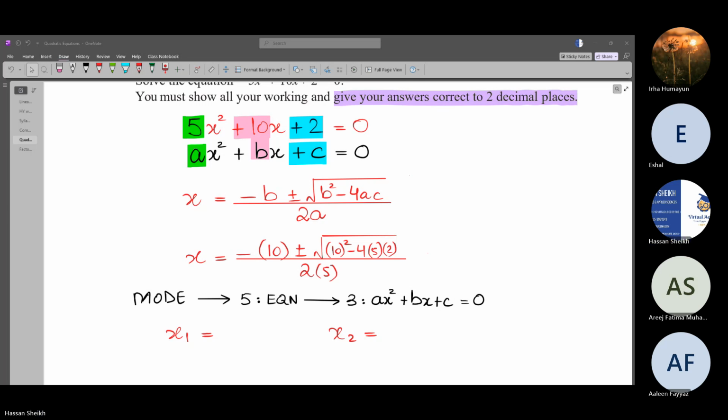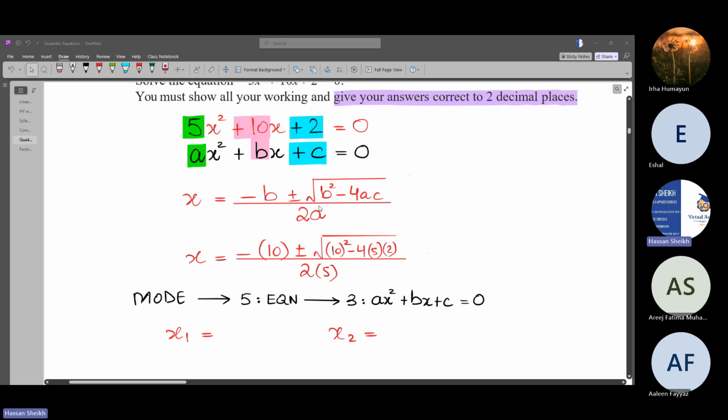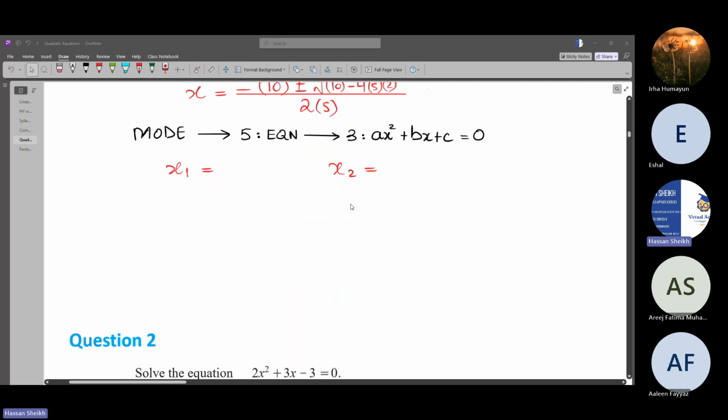What about Aleen? Sir, I also have a different calculator. Okay, Aleen, which calculator do you have? Okay, now let me tell you girls another way of solving this one if you don't have it. Irha, do you have the FX991ES calculator? No, sir. Okay, now please girls, understand how to solve it if you do not have that calculator.